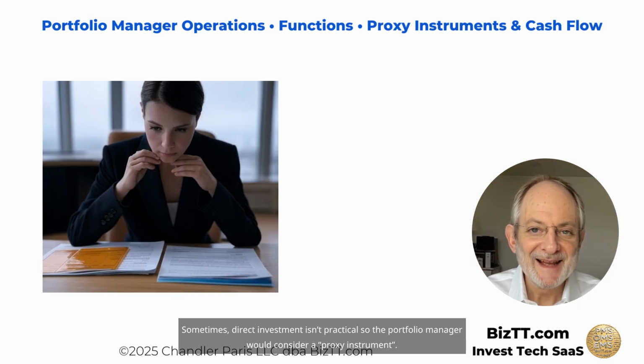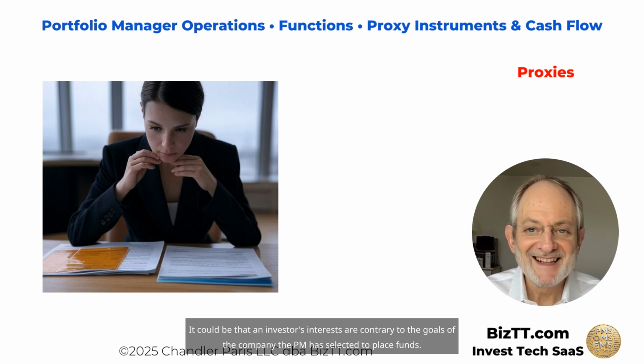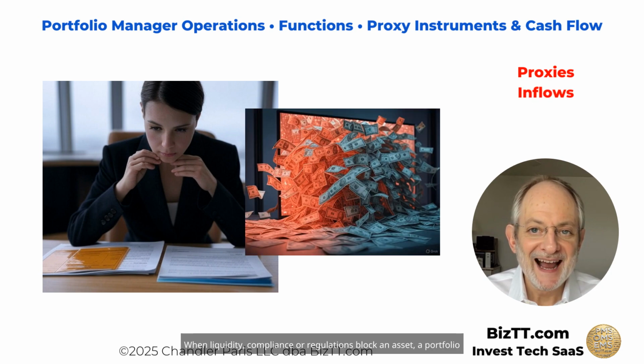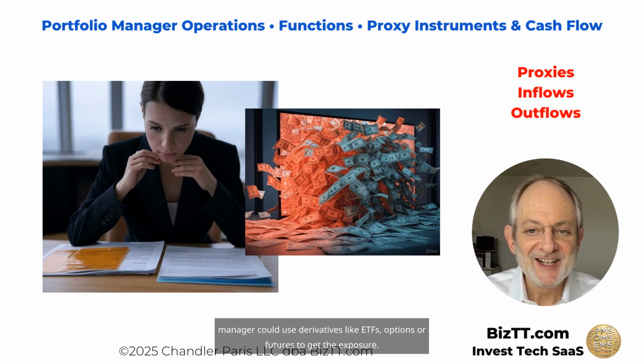Sometimes direct investment isn't practical, so the portfolio manager would consider a proxy instrument. It could be that an investor's interests are contrary to the goals of the company the PM has selected to place funds. A proxy has performed historically similar to the one selected. When liquidity, compliance, or regulations block an asset, a portfolio manager could use derivatives like ETFs, options, or futures to get the exposure.